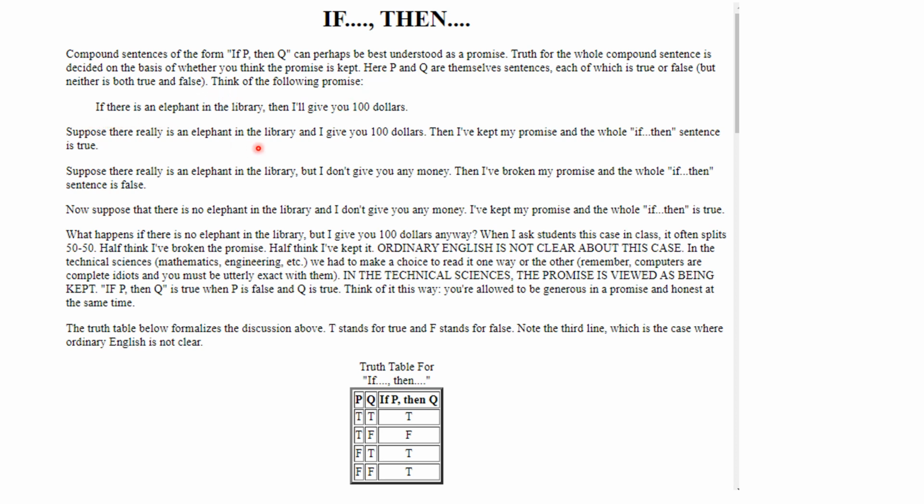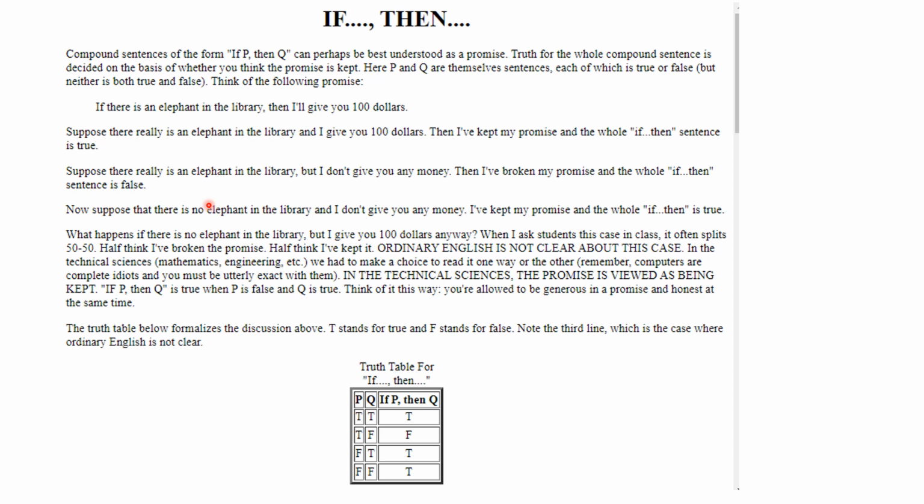If there is an elephant in the library, then I'll give you $100. Now suppose there really is an elephant in the library, and I give you $100. Then I've kept my promise, and the whole if-then statement is true. But suppose there really is an elephant in the library, but I don't give you any money. Then I've broken my promise, and the whole if-then statement is false.